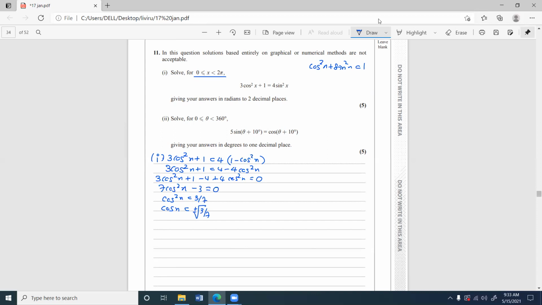You get two sets of solutions. cos x equals plus root 3 over 7. The other one is cos x equals minus root 3 over 7. With this, you can write x equals cos inverse of root 3 over 7, and x equals cos inverse of minus root 3 over 7. With this, you can write the answer. Make sure you calculate it in radian format for this.